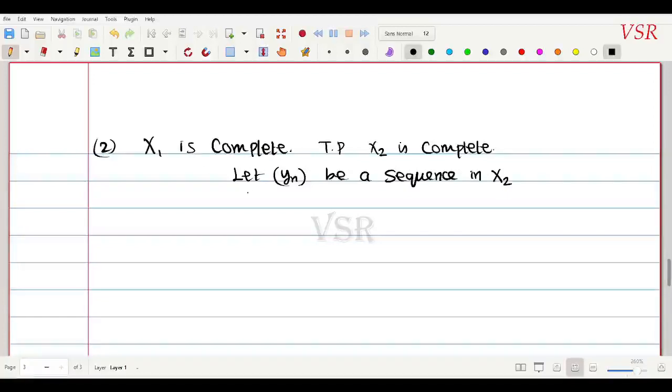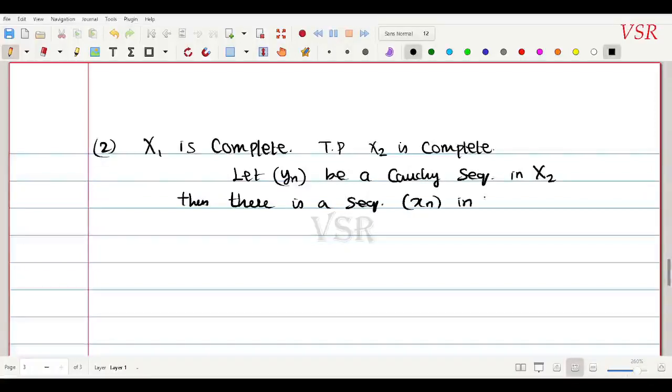So let yn be a Cauchy sequence in X2. Then, onto இருக்கிறதுனால, there is a sequence xn in capital X1 such that yn is equal to f of xn for every n belongs to natural numbers N.